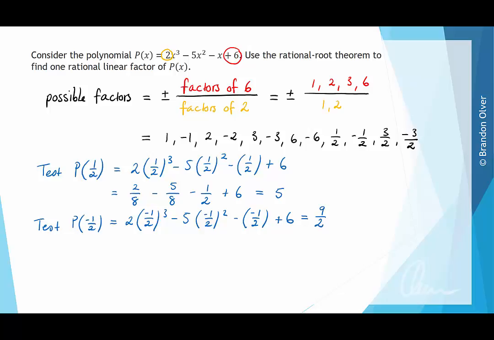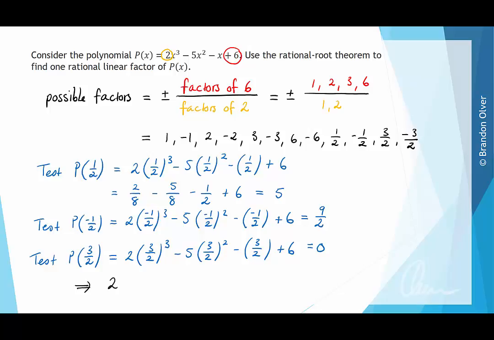And then we go on to 3 divided by 2, so we're going to test p of 3 divided by 2, and that is going to equal 2 times 3 divided by 2 cubed minus 5 times 3 divided by 2 squared minus 3 divided by 2 plus 6, and if you evaluate that, that is equal to 0. So now that we know that p of 3 divided by 2 is equal to 0, we know that 2x minus 3 is a linear factor of p of x. And we reach that conclusion using the factor and remainder theorem, which was on the previous slide.